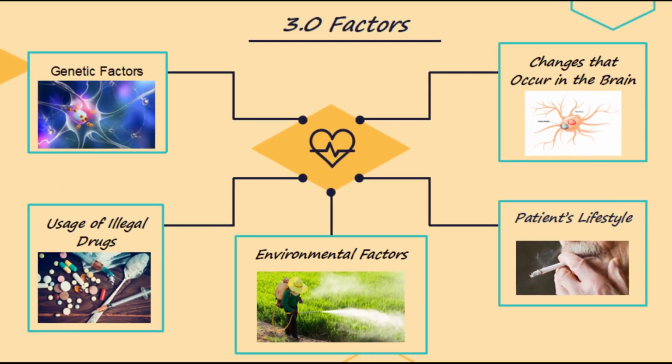Parkinson's disease is caused by a damaged substantia nigra. But what really causes a damaged substantia nigra? There are several factors for this to happen, such as genetic factors, the usage of illegal drugs, environmental factors, lifestyle, and also changes that occur in the brain.